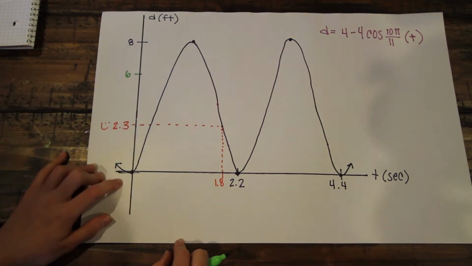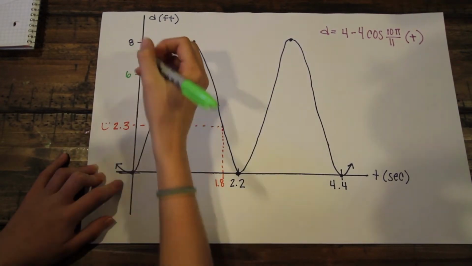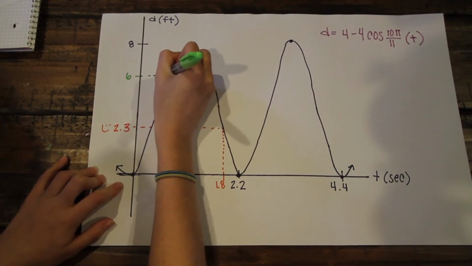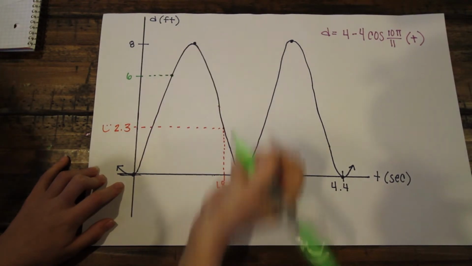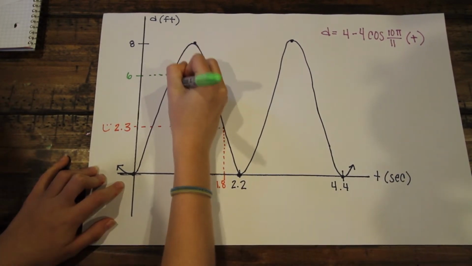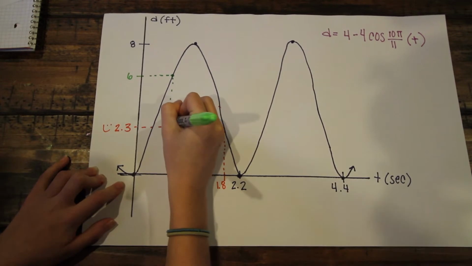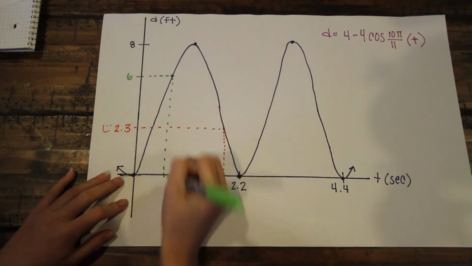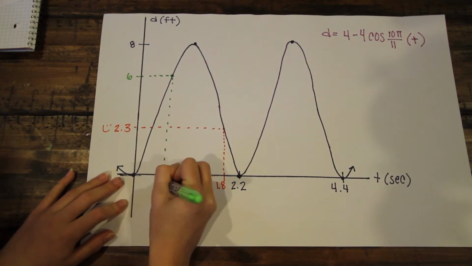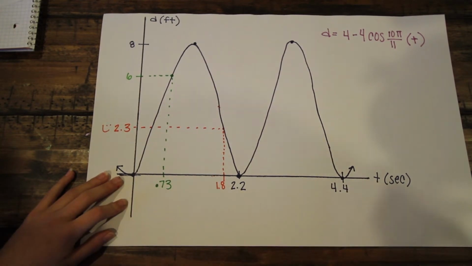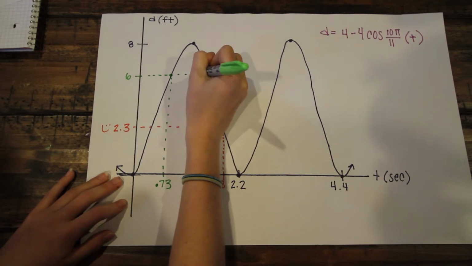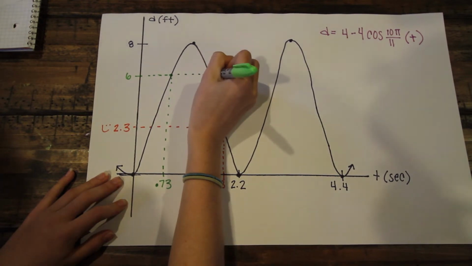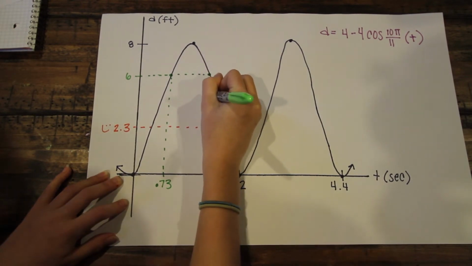How long had Kyla been on the tire swing after it had traveled for 6 feet? So we go to the y-axis and mark 6 feet, and then we go over to our sinusoidal curves, and then down to the x-axis. We're eyeballing it, so it's about 0.73 seconds, and then we keep going again, and then we go back down to the x-axis again.